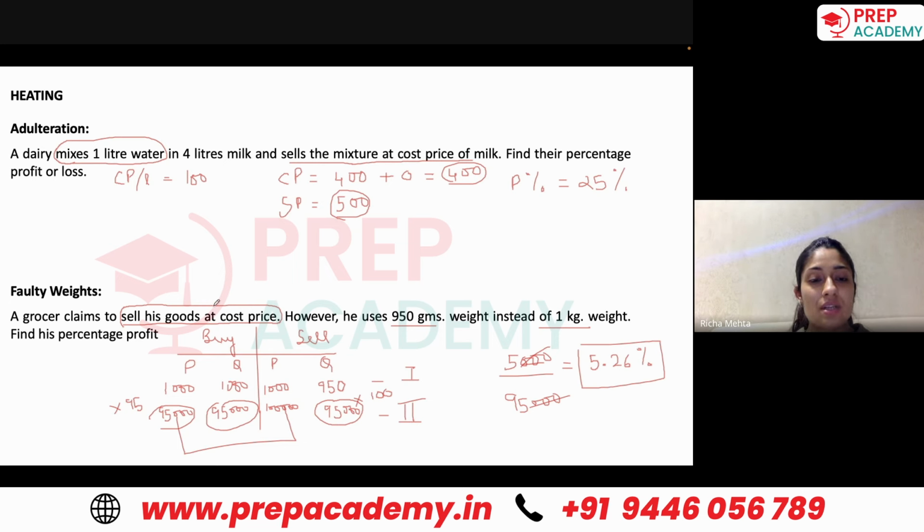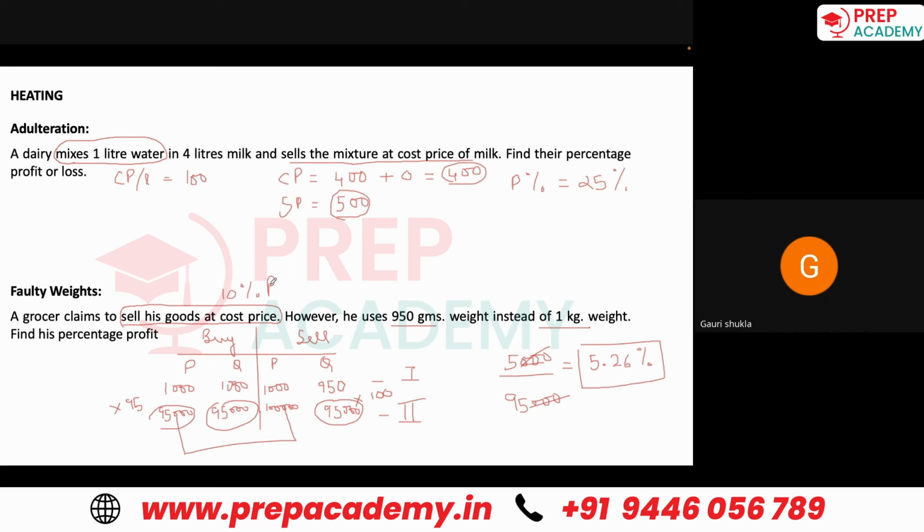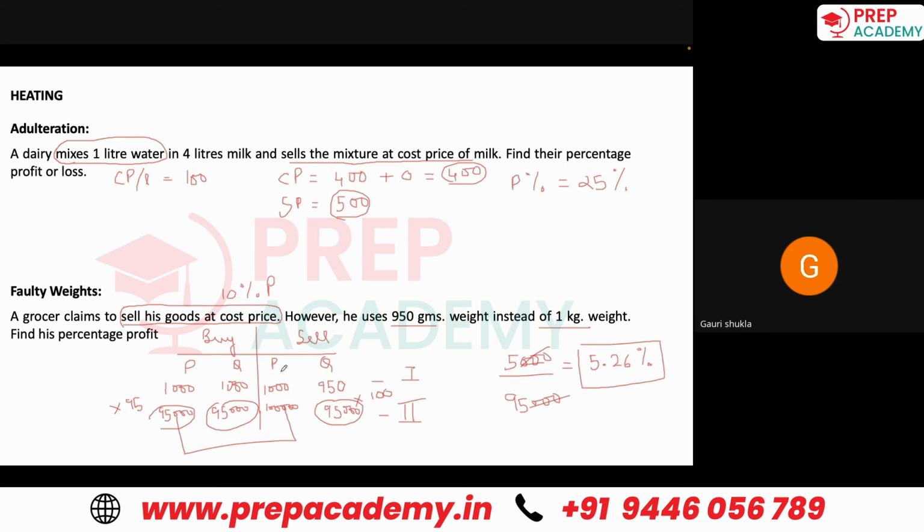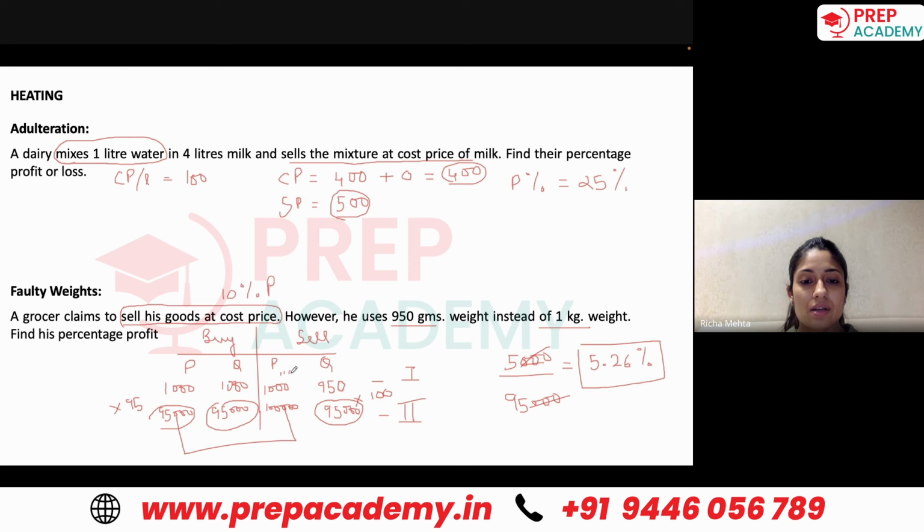So let me give you one simple change. Let's say the grocer claims that he is selling his goods at 10% profit. What is the grocer saying? I'm just earning 10%. I cannot give you any more discount. I'm just earning 10% on my cost price. What will be the change in the first step? The selling price will increase by 10%. And that would be what? 1,100. Correct. This would be the only change. Again, the consecutive steps would remain the same.